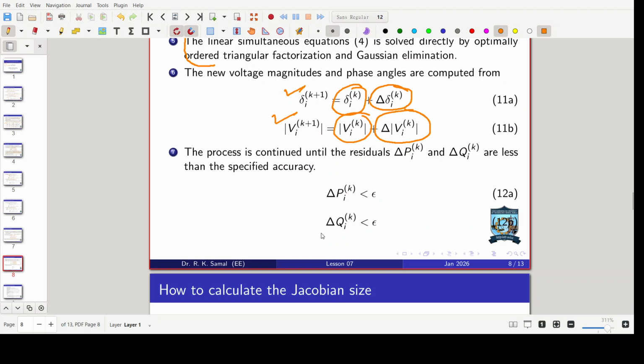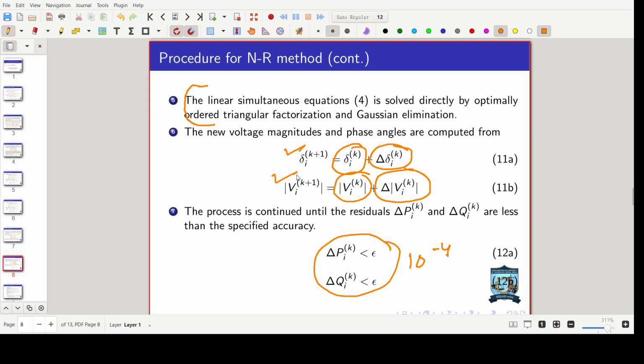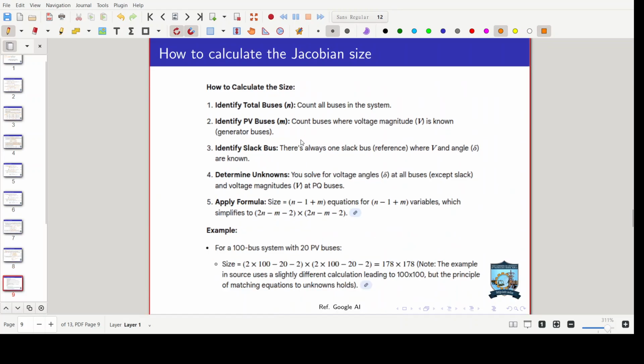So this process is continued till the calculated real power and reactive power and the specified scheduled real and reactive power demand are very near to each other, or the difference is within a specified accuracy, so maybe 10 to the power minus 4. Okay. So this is how the Newton Raphson method can be used. Now you may be required to convert this into a flow chart in your exam. A similar question is asked in the question bank.